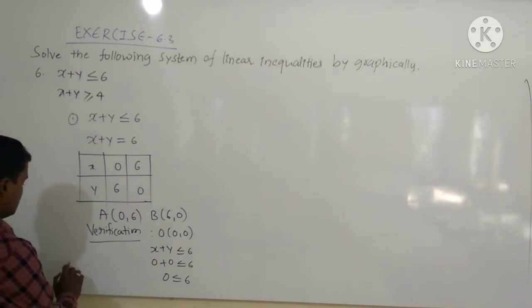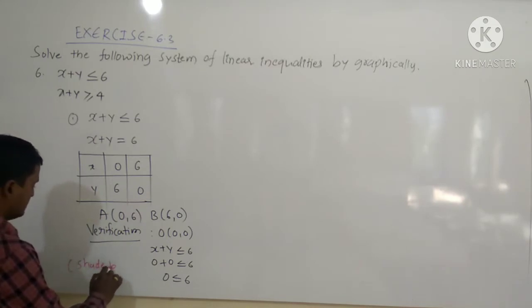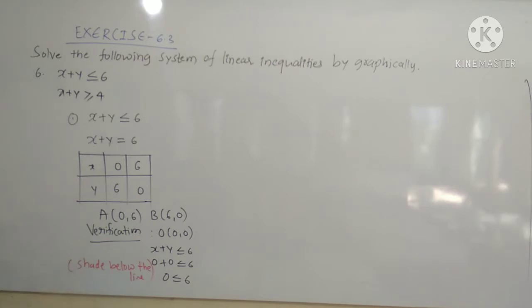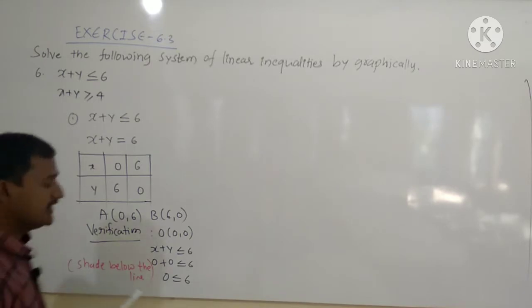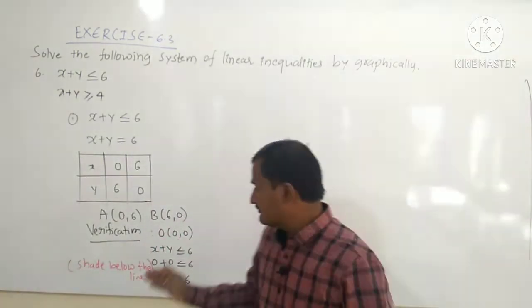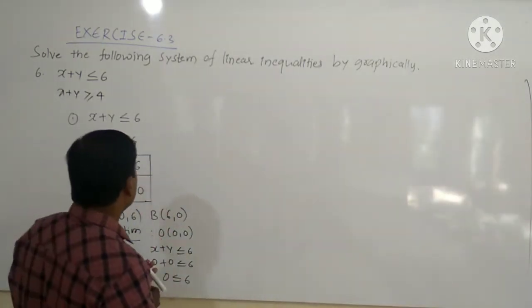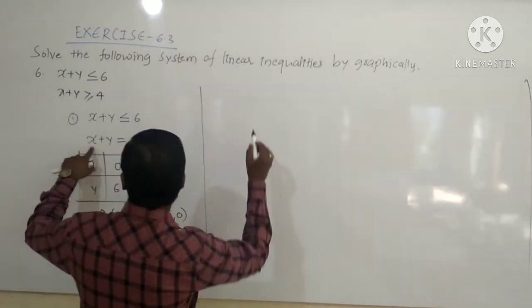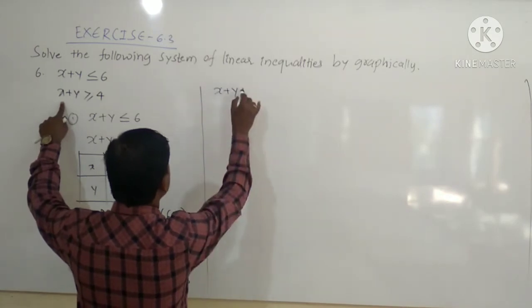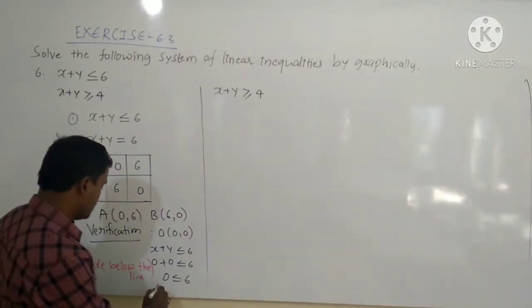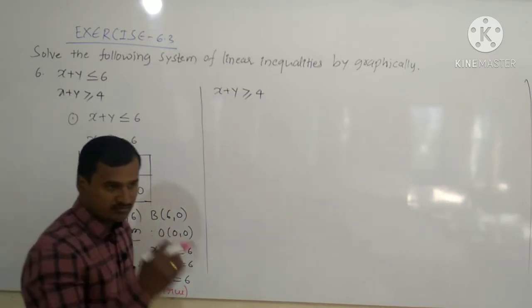So here I will write: shade below the line. Why do we have to shade below the line? Because the points that lie below that line satisfy the given inequality, hence we shade below the line. Next we go for the second inequality, x plus y more than or equal to 4. Clearly here 0 less than or equal to 6 is true, and if it is true we are always shading below the line.